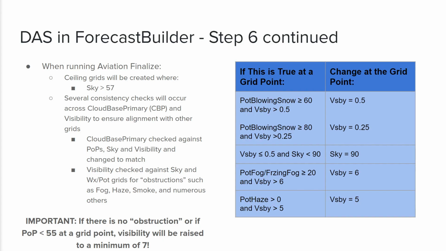Feel free to pause here and take a close look at how your grids may change for these various PoT grids. However, also remember that if you do not create any grids that are considered an obstruction, when the check finishes, it will move anything with a visibility that is set to less than 7 without an obstruction to a value of 7. The exception to this is when you have POPs in the grid, as the default settings of ForecastBuilder will allow you to keep lower visibility where POPs are likely or higher.